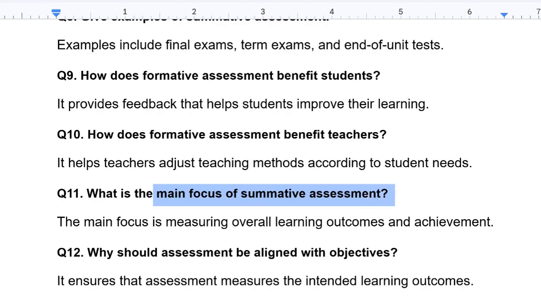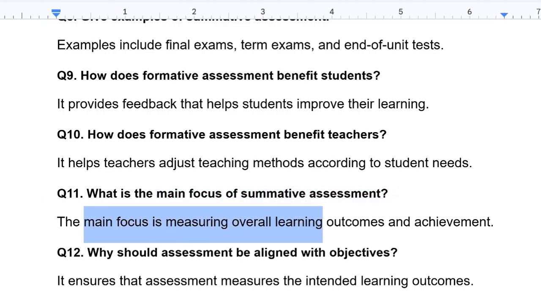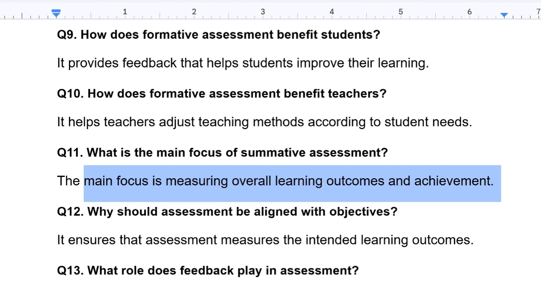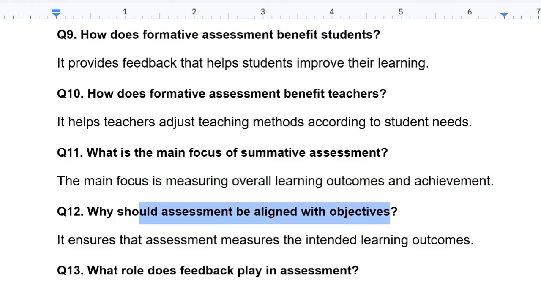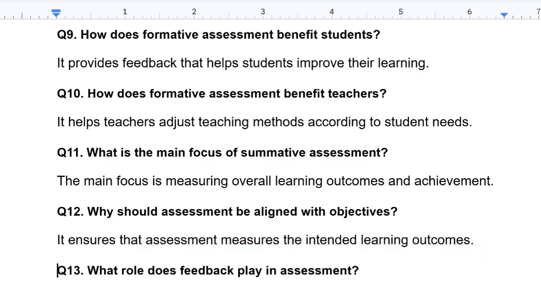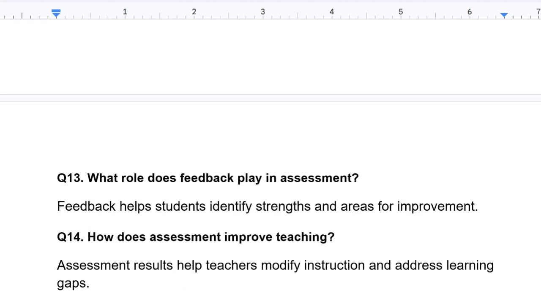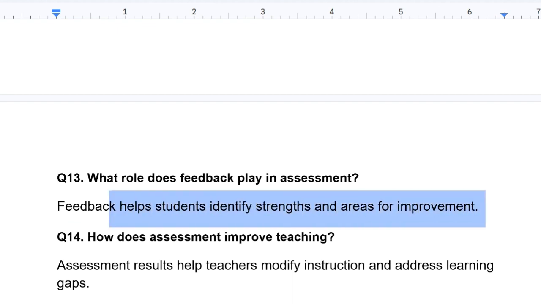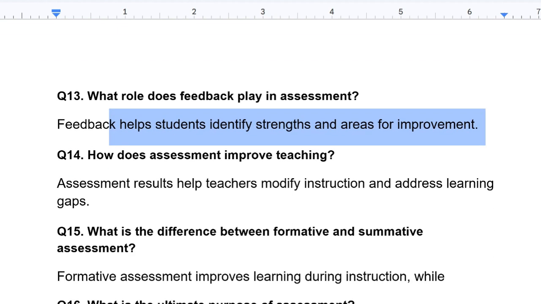What is the main focus of summative assessment? The main focus is measuring overall learning outcomes and achievement. Why should assessment be aligned with objectives? It ensures that assessment measures the intended learning outcomes. What role does feedback play in assessment? Feedback helps a student identify strengths and areas for improvement.